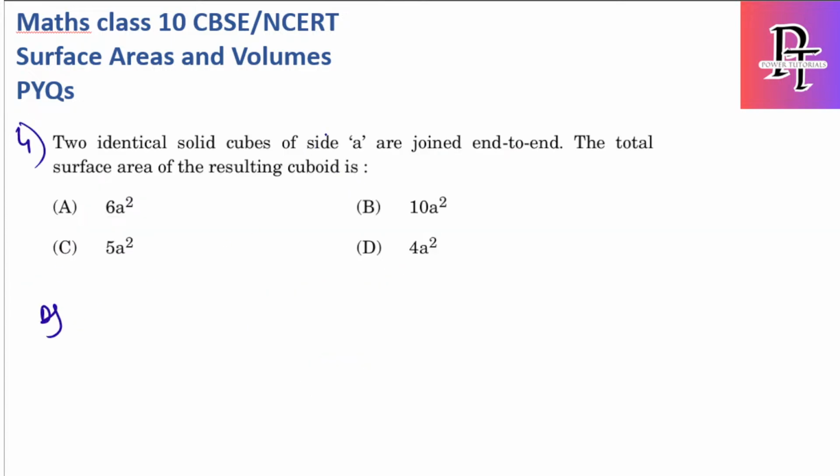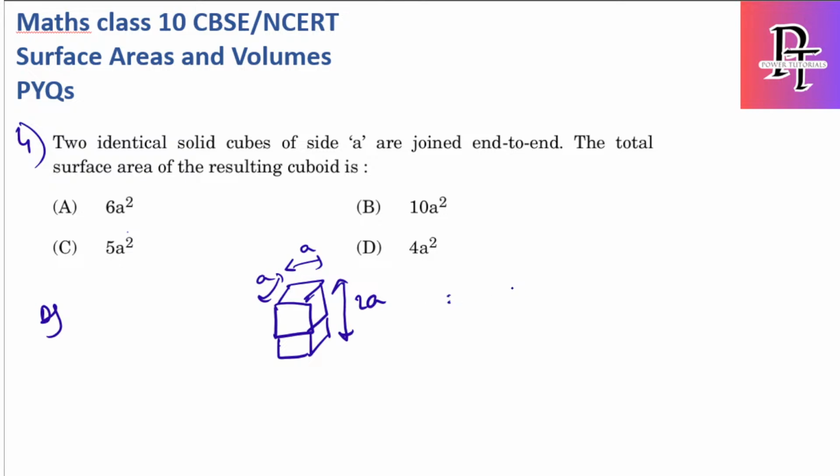Two identical solid cubes of side a are joined end to end. The total surface area of the resulting cuboid is. So you have two cubes, something like this. We have one cube, and beneath we have another cube. If I connect it like this, the total length, that is the height, will become a plus a, which is 2a, whereas breadth and length will remain the same, which are a's.